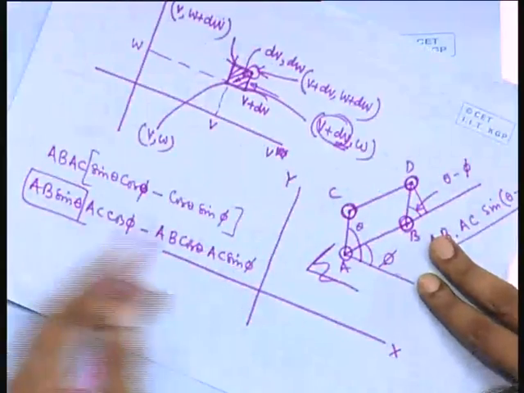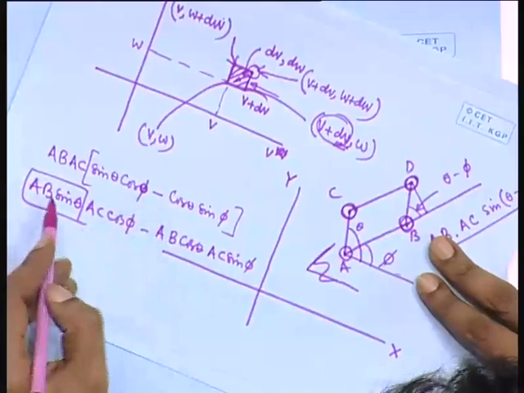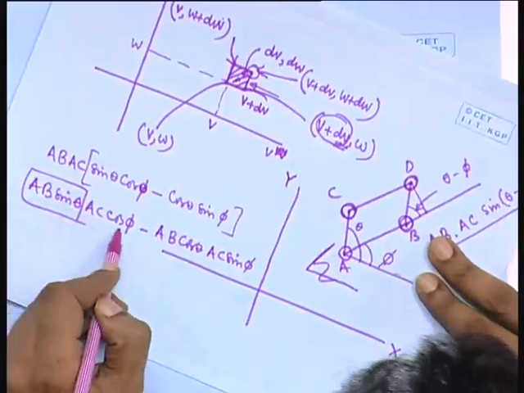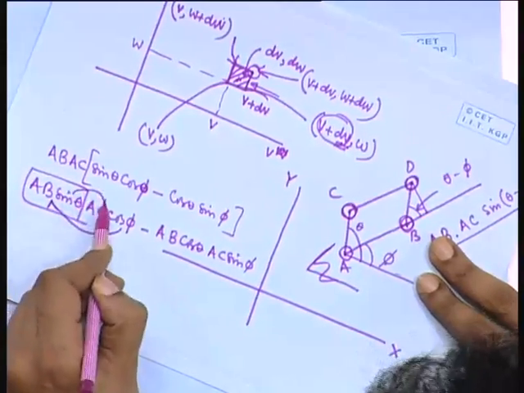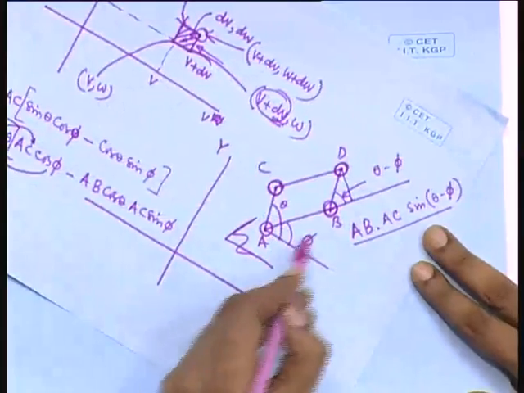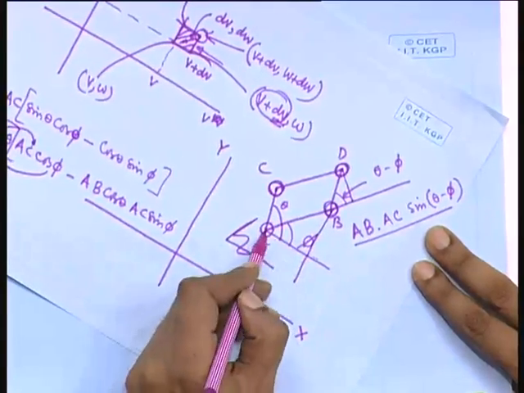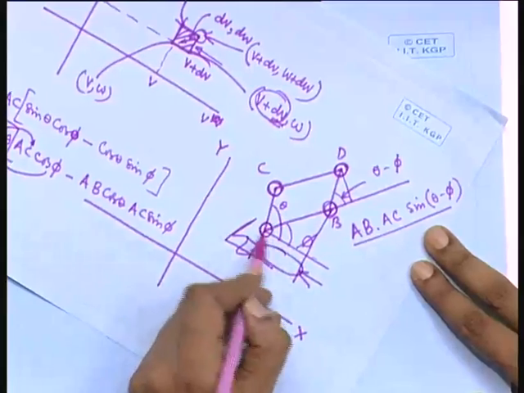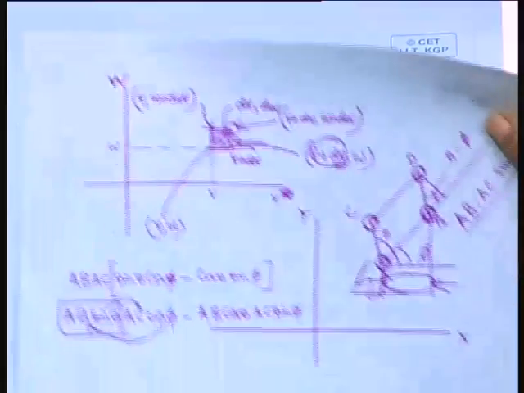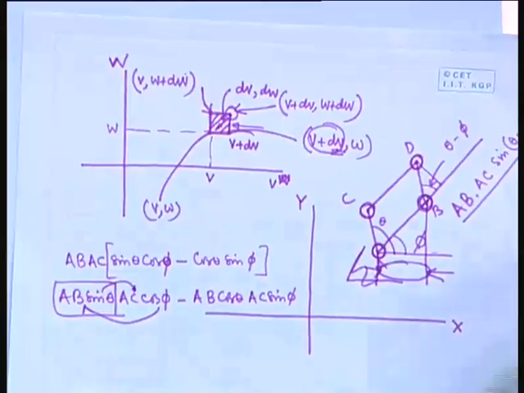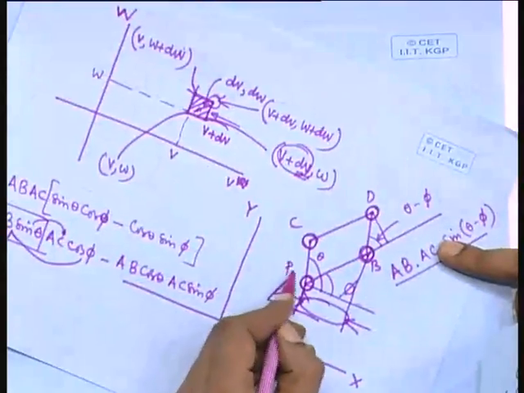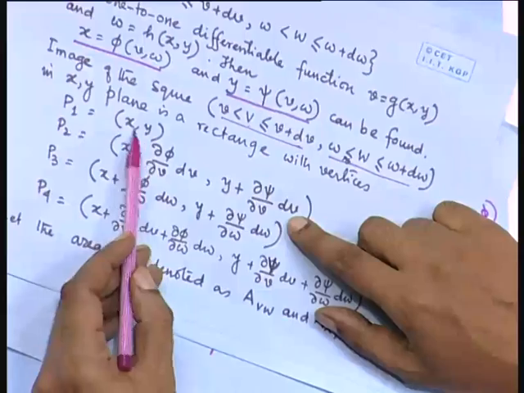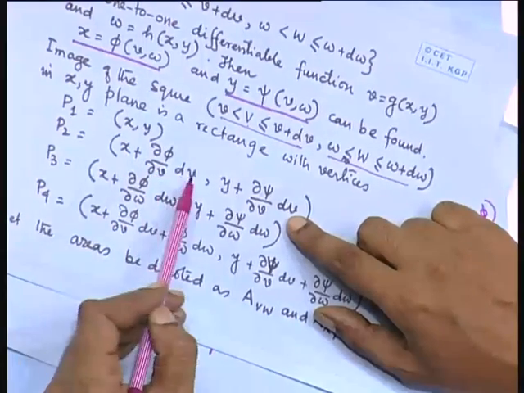Now let's, yeah, we should do it the other way. We should combine AB with cos phi and AC with sin theta. Then AB cos phi is what? AB cos phi is basically the x coordinate change between this point and this point. So what is the x coordinate change between this point and this point? That we know. Suppose this is P1, this is P2, then the x coordinate change between these 2 points is del phi by del V into dV.